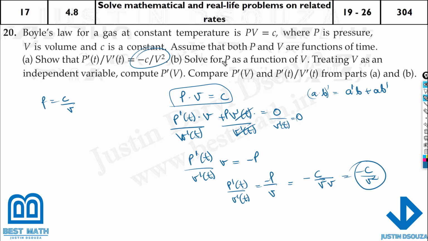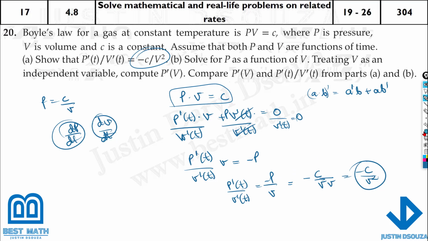The second question is to solve for P as a function of V. Now, for this question we should not do implicit differentiation. What was this exactly with respect to time, right? dP by dt. This is implicit, and then we add dV by dt, that is V prime or P prime. This was implicit differentiation, but now we are doing derivation with respect to V. Treating V as an independent variable, compute P prime of V, and compare with this particular equation.